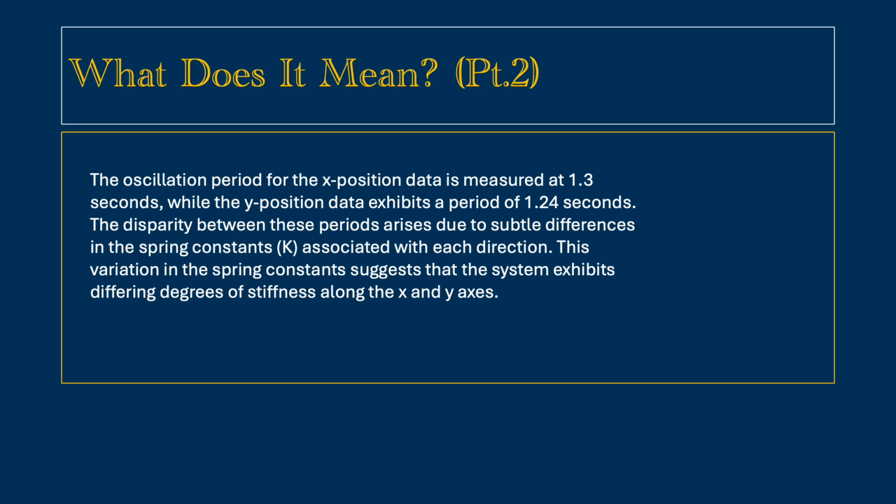This disparity between these periods arises due to subtle differences in the spring constants k associated with each direction. This variation in the spring constants suggests that the system exhibits differing degrees of stiffness according to the x and y axes.